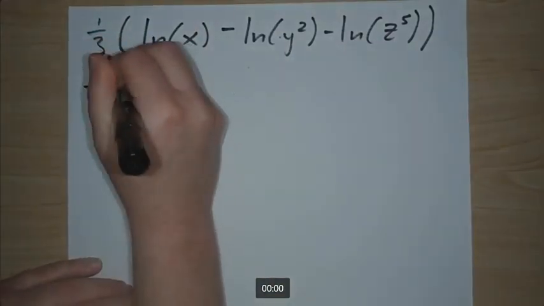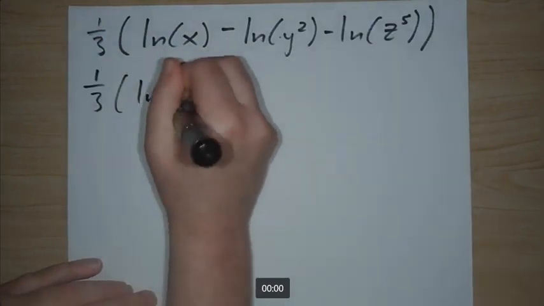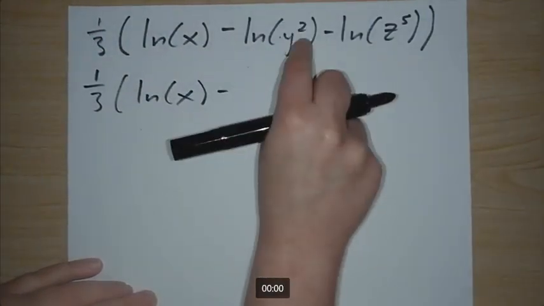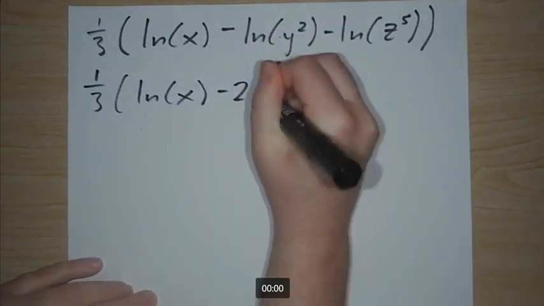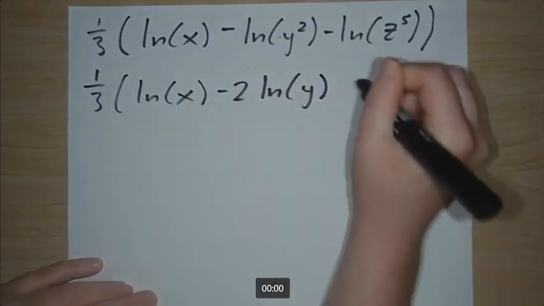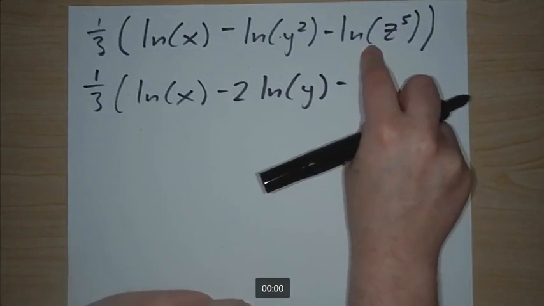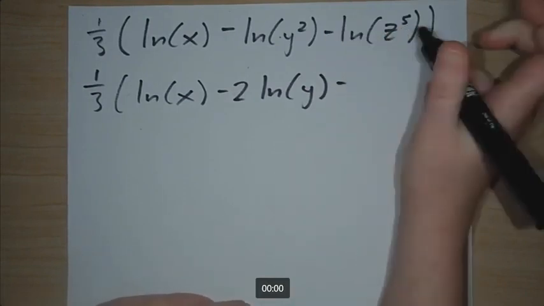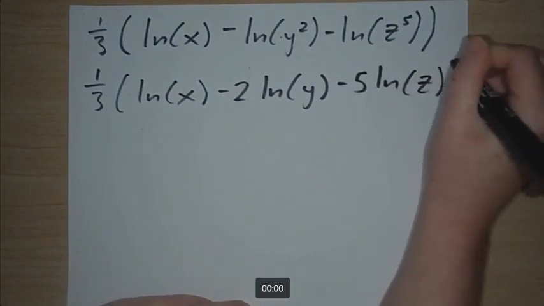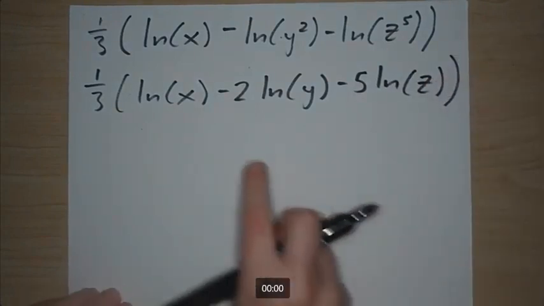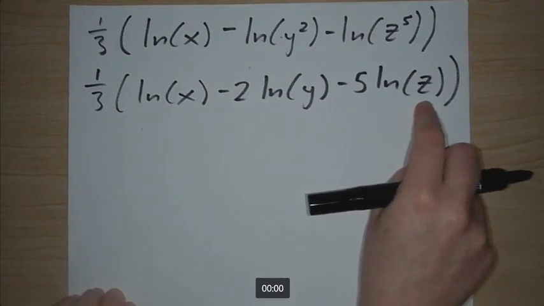So this is 1/3 of ln of x minus, and we're pulling out this 2 to the front. So minus 2 times the ln of y. And for this next logarithm, we have this 5 that we can pull out to the front. So 5 times ln of z. So we've expanded the middle as much as we possibly can.